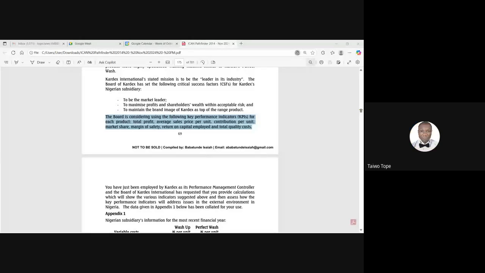37,500. So 37,500 for perfect wash. Who is not getting 37,500? If your sales per unit for perfect wash is 70,000 and your variable cost per unit, when you add those variable costs for perfect wash, you have 32,500. 70,000 minus 32,500, you have contribution per unit to be what? 37,500. So is this difficult? It's so cheap. See now.